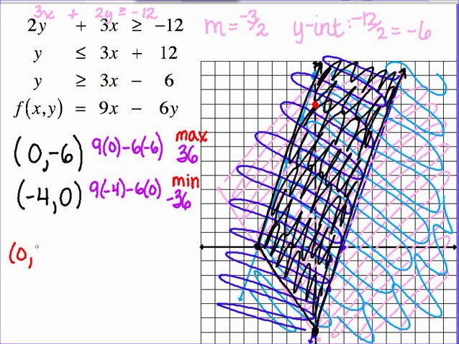When I plug 0, 10 in, what do you get? 9 times 0 minus 6 times 10. Negative 68. Wait, how'd you get 68? Sorry, negative 60. I was thinking negative 60. For some reason I wrote negative 68. There you go. So the answer is negative 60.